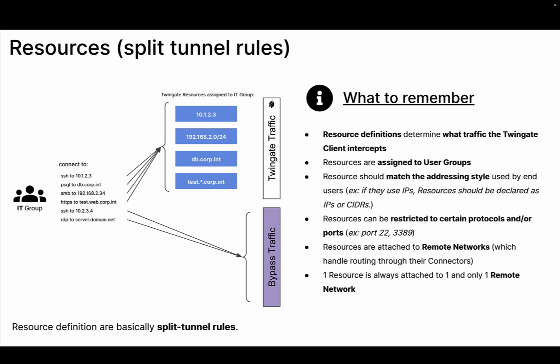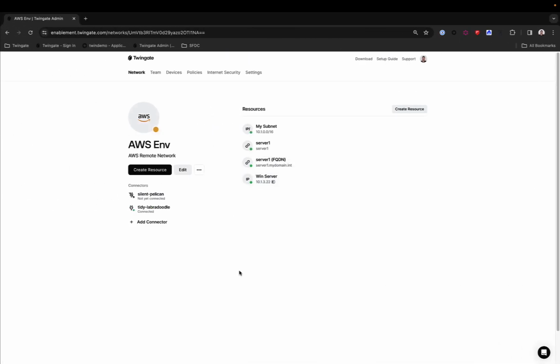That's the most important. The second thing is that when you define a resource, you can also define port restrictions. And the third thing is that the traffic route a connection will take entirely depends on what remote network your resource is attached to. Let's see this in practice a little bit.